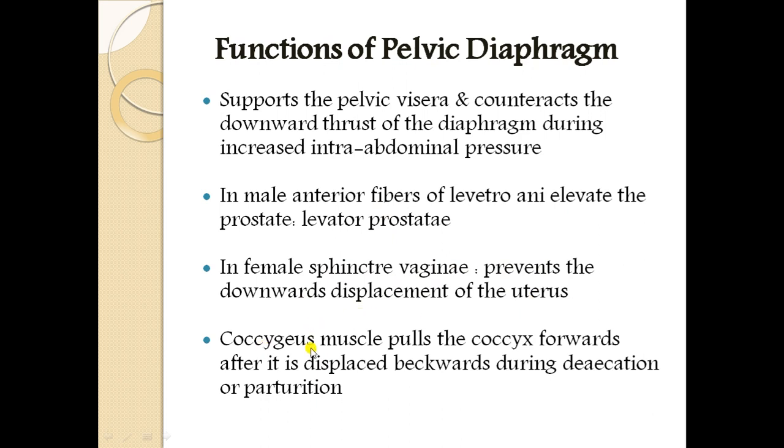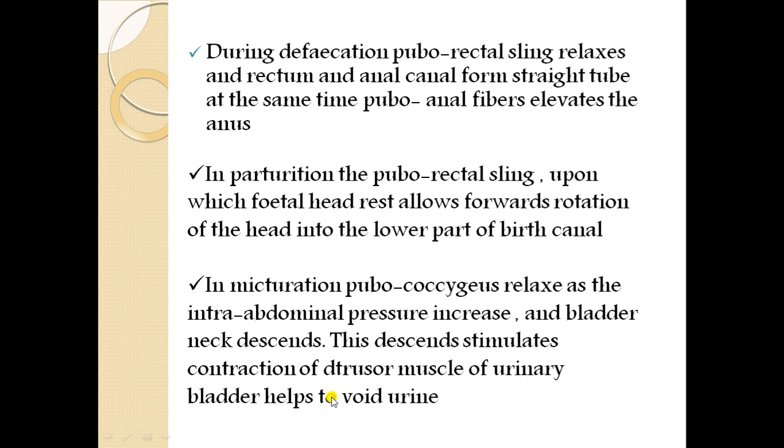The coccygeus muscle pulls the coccyx forwards after it is displaced backwards during defecation or parturition. Next, during defecation the puborectalis sling relaxes, and the rectum and anal canal form a straight tube, and at the same time it also helps in the elevation of the anus, so that defecation is freely conducted. The remaining times it forms a forward curvature of the rectum.